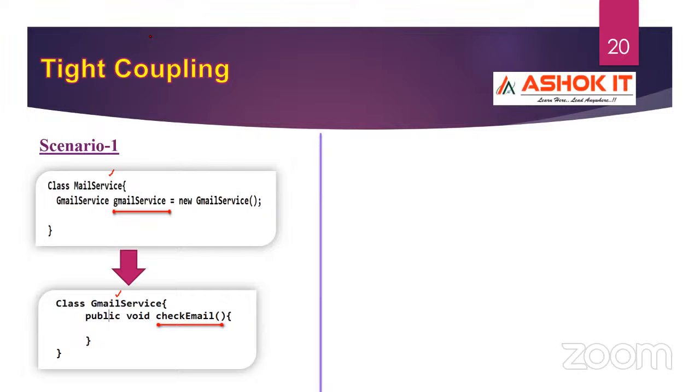This is how the tight coupling between the Java objects happens, guys. Whenever you are creating any other class object inside one class, such objects become tightly coupled objects. Such objects we can call tightly coupled objects. Everyone, is that clear?